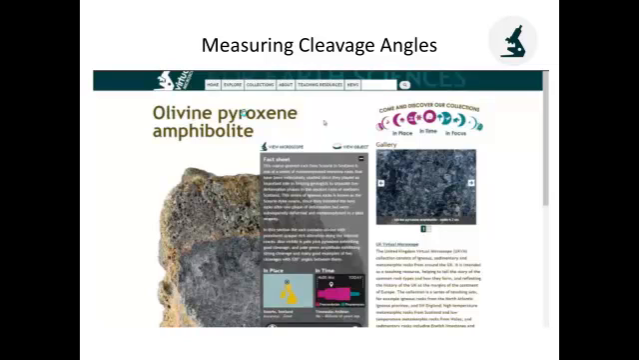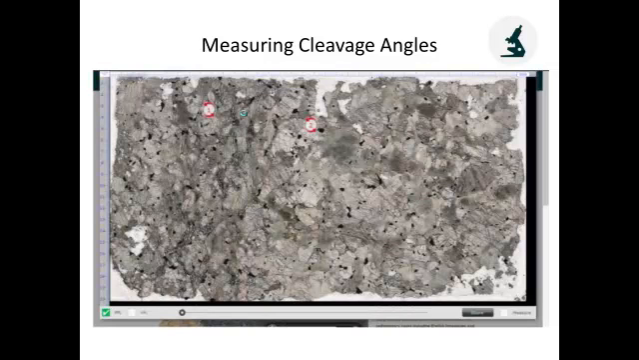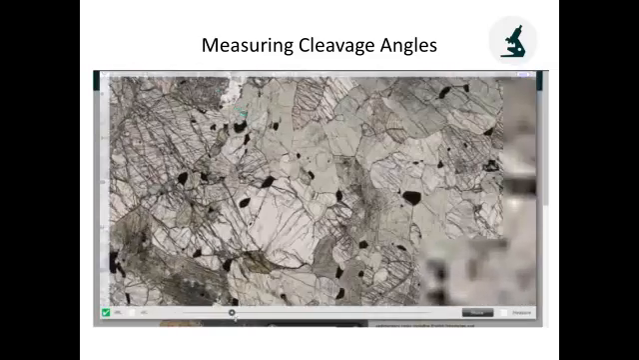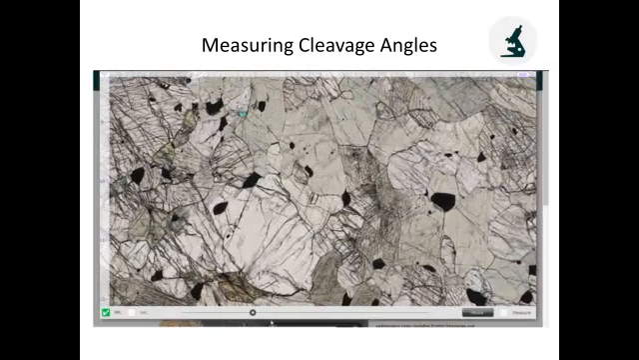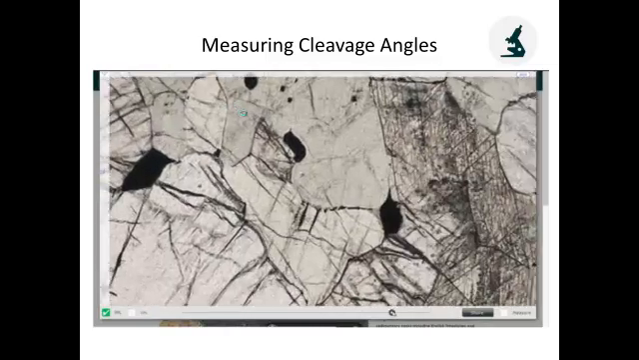So we're going to go to an olivine pyroxene amphibolite. This is from Scourie in Scotland. Go to the microscope and you can see different kinds of minerals in this section. In fact, there's olivine, pyroxene and amphibole here, but let's focus on the amphiboles. They're the pale green minerals. Don't worry about recognizing them too much at the moment. As you zoom in, you see some of these grains have cleavage and others don't.